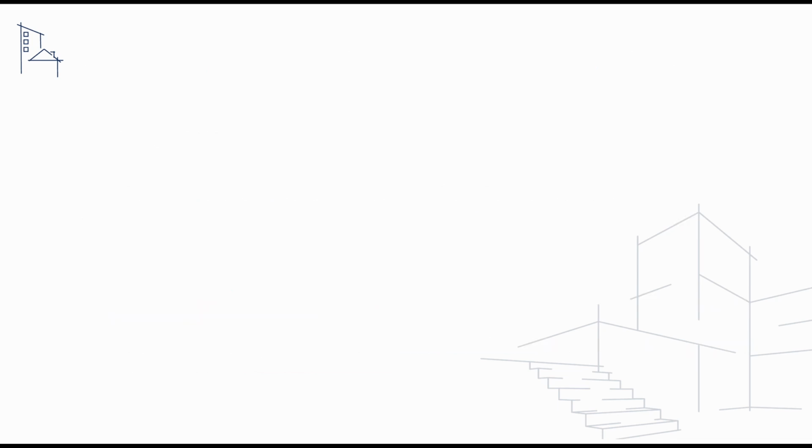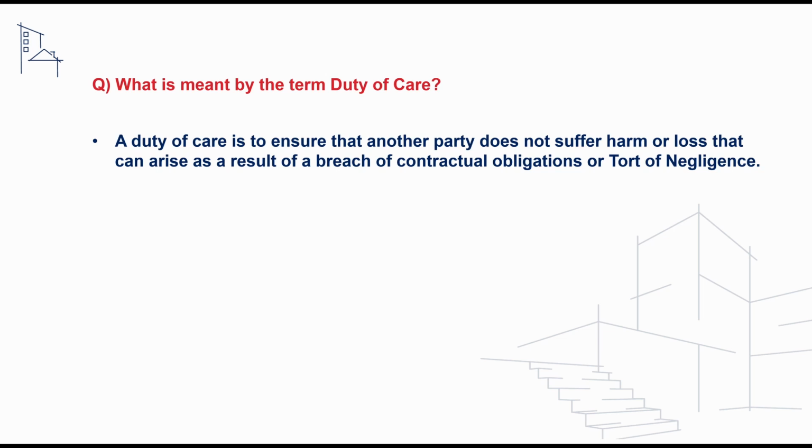The next question we'll take a look at is what is meant by the term duty of care. To address this, we can say that a duty of care is to ensure that another party does not suffer harm or loss that can arise as a result of a breach of contractual obligations or tort of negligence.